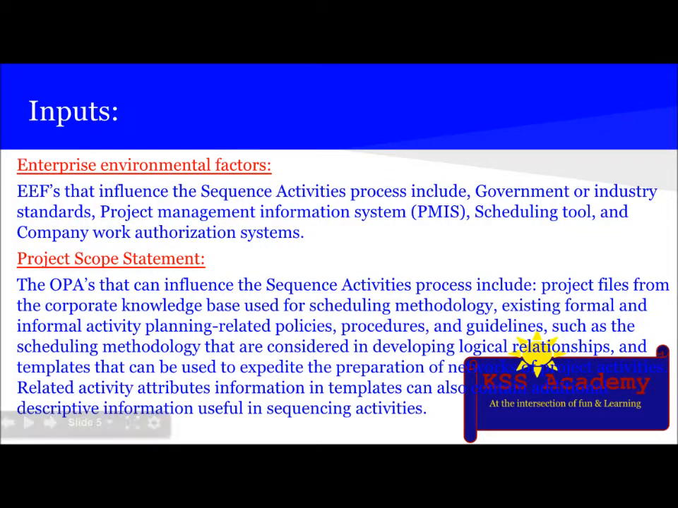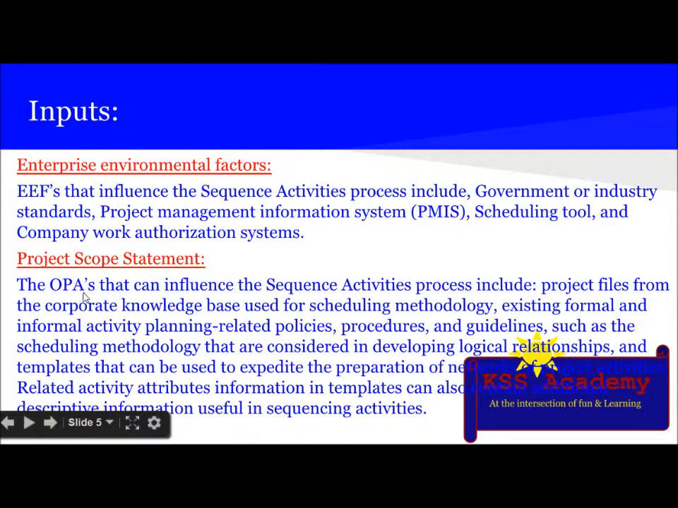Other inputs are enterprise environmental factors, and this is a wrong heading. It should be OPA, that is organizational process assets. So let's see one by one. What is EEF? EEFs that influence the sequence activities process include government or industry standards, project management information system, also called PMIS, scheduling tool, and company work authorization system.